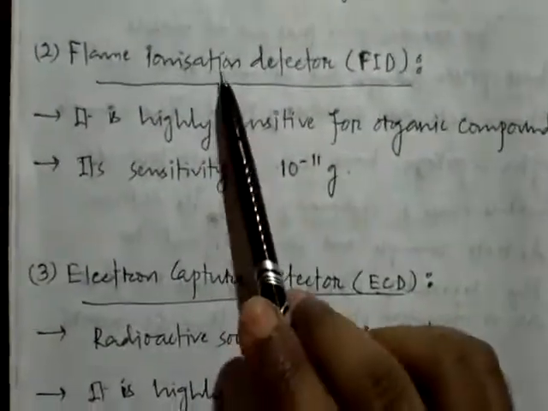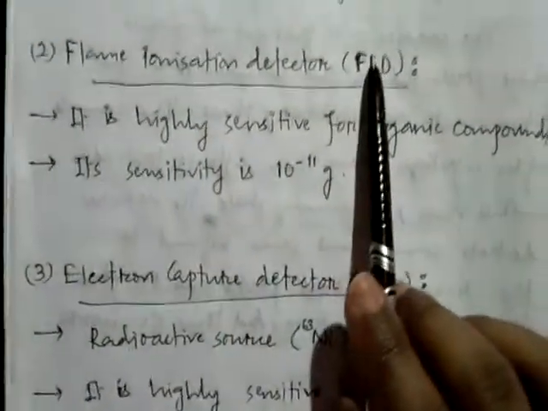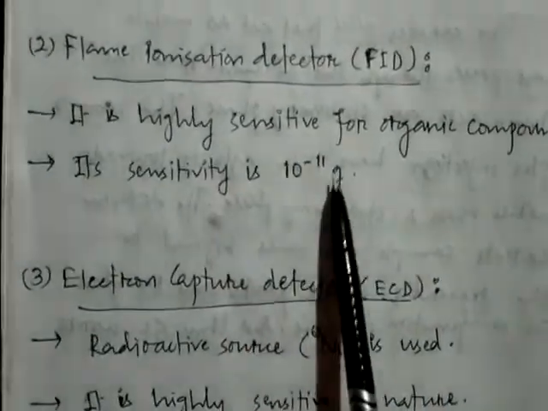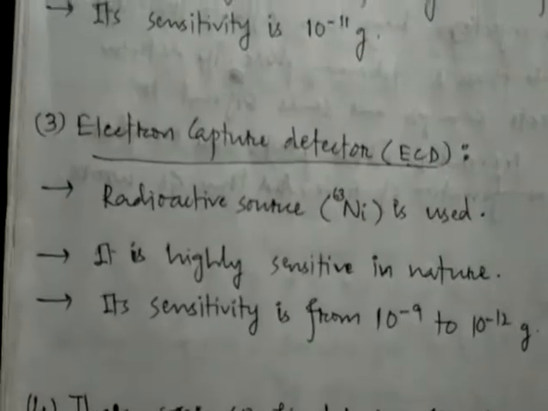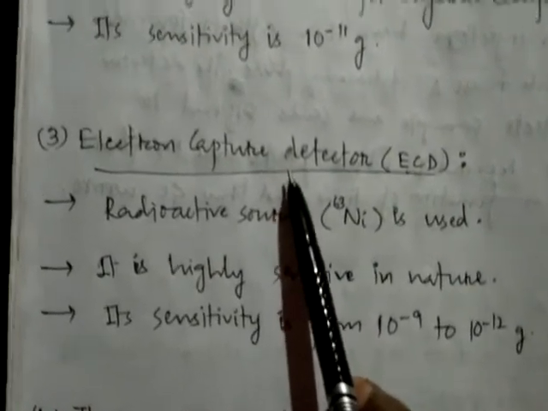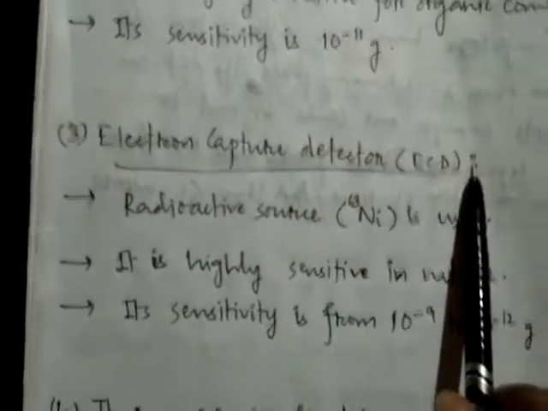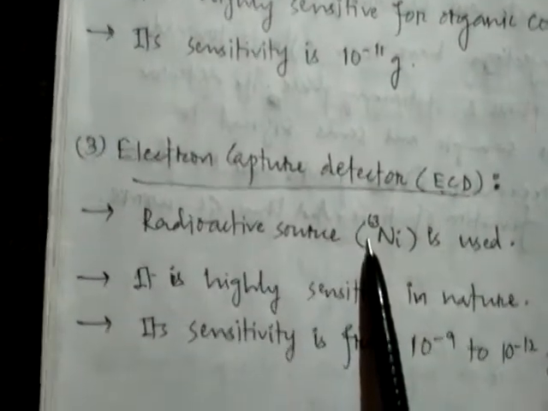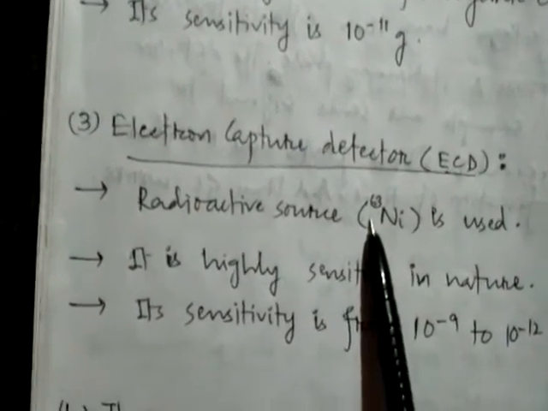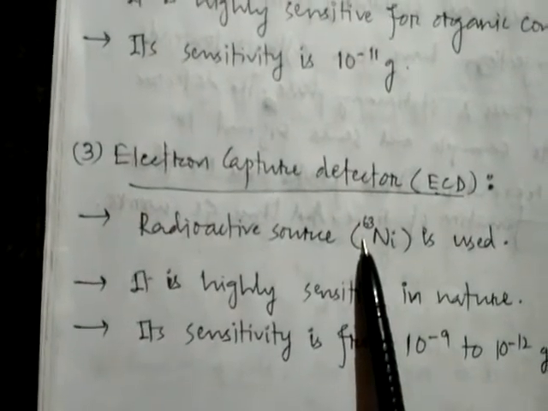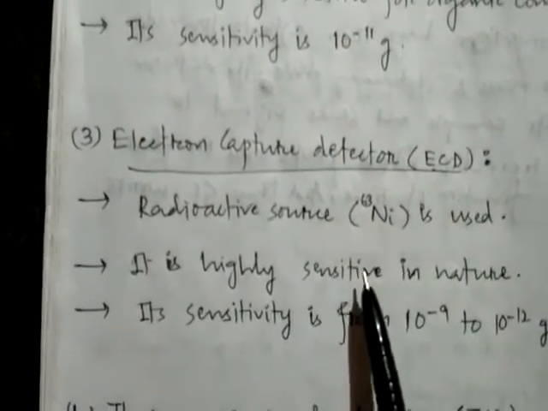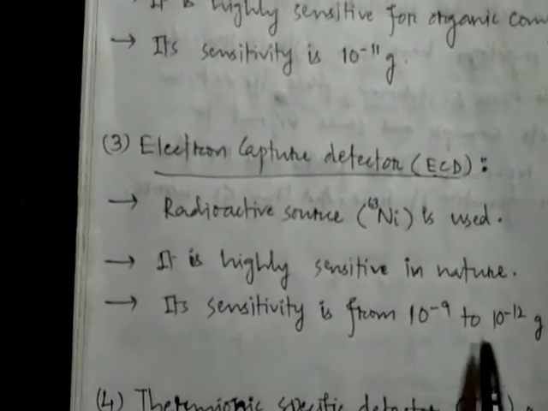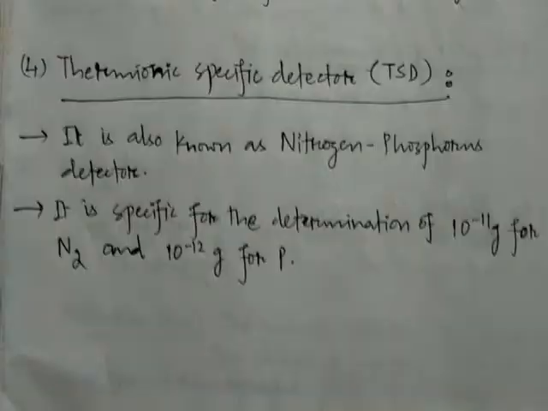The second type is the flame ionization detector or FID. It is highly sensitive for organic compounds. Its sensitivity is 10 to the power minus 11 gram. The third type is the electron capture detector or ECD. Radioactive sources like nickel-63 emit beta particles which interact with gas and form positive ions. Ultimately, an electron is captured and detection takes place. It is highly sensitive in nature. Its sensitivity is from 10 to the power minus 9 to 10 to the power minus 12 gram.